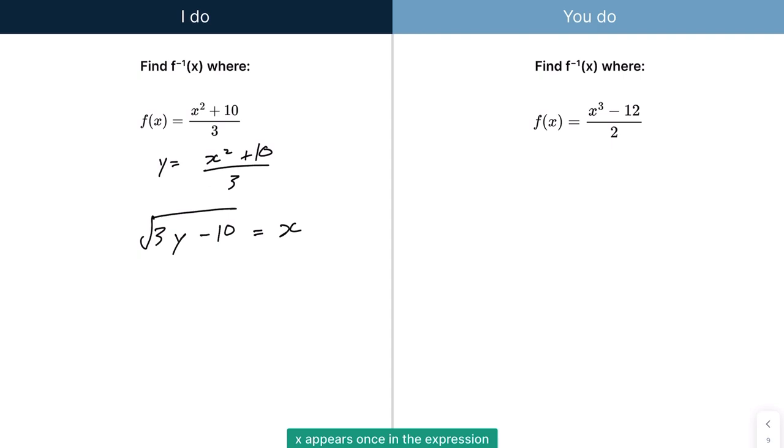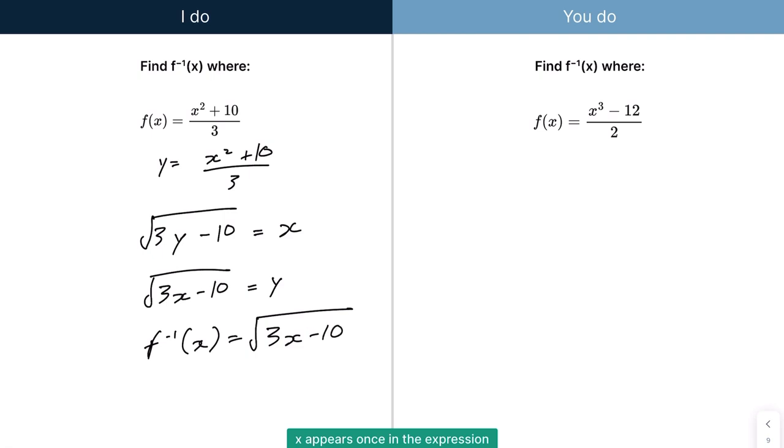Now that we've got that, we need to swap x and y around. And that is your answer. So hopefully you can see how following these steps leads you to your answer. So again, hopefully you've pressed pause and had a go at this. So swap that with y.